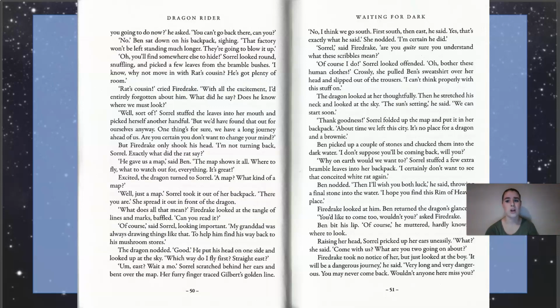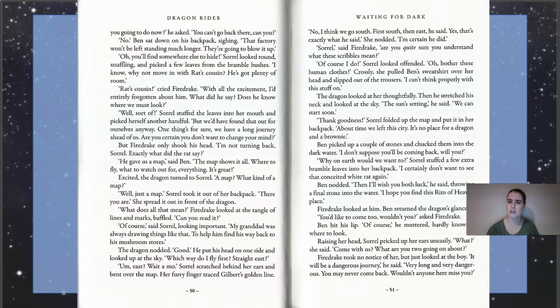"Sorrel," said Firedrake, "are you quite sure you understand what these scribbles mean?" "Of course I do." Sorrel looked offended. "Oh, bother these human clothes." Crossly, she pulled Ben's sweatshirt over her head and slipped out of the trousers. "I can't think properly with this stuff on." The dragon looked at her thoughtfully.